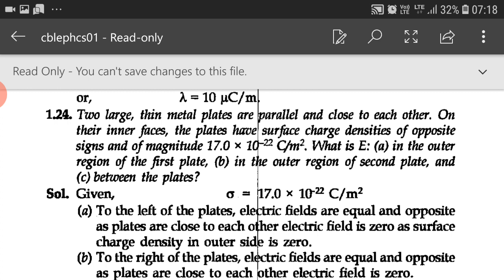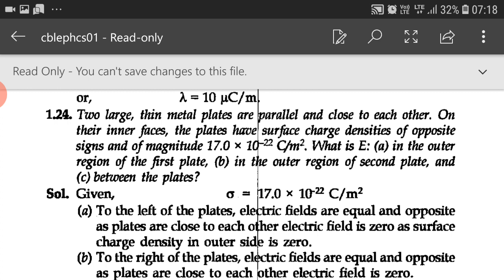If we are having two metal plates placed parallel close to each other and they are having opposite surface charge densities, the electric field in the region between the two plates comes out to be sigma over epsilon naught, whereas in the region on the outer sides of the two plates, it is equal to 0. So in the first part, what is the electric field in the outer region of the first plate? Definitely it will be 0. Second part, in the outer region of the second plate, it will be also 0.